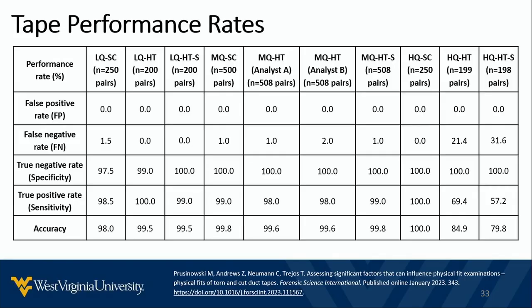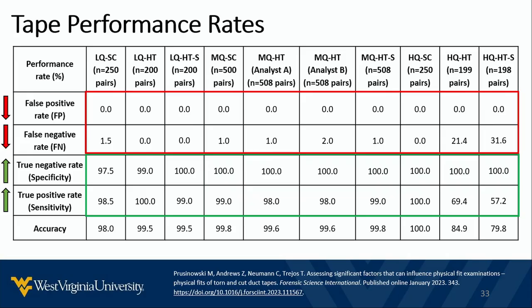So we can use that information to look at the performance rates. In this case, we can see that we observe very high true negative and true positive rates for all the data sets. Most importantly, for the thousands of samples that were evaluated, we didn't find a single false positive, which is one of the main important assumptions that we have made for many years in physical fit examinations. And with the exception of the high-quality hand-torn that had more false negatives, the accuracies were very good. In addition to that, when we provided a blind subset to 2 independent examiners, the results were almost identical.